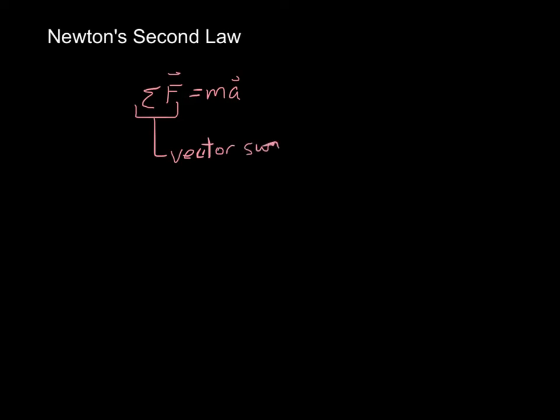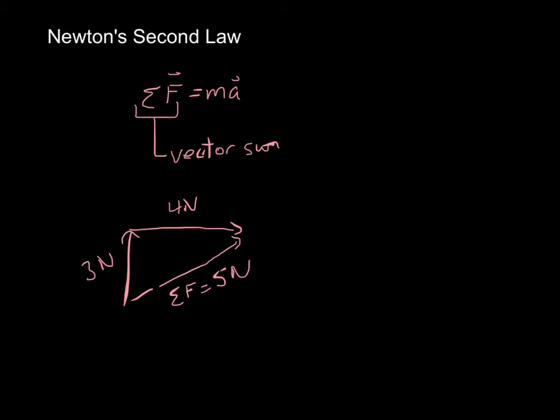So for example, if I have a force that is 3 newtons this way, newtons is our unit for force, and then 4 newtons this direction, my net force here, the sum of all of my forces, is going to be, do Pythagorean theorem or a 3, 4, 5 triangle, 5 newtons, not 7. So it's a vector sum of all of our forces equals our mass times our acceleration.